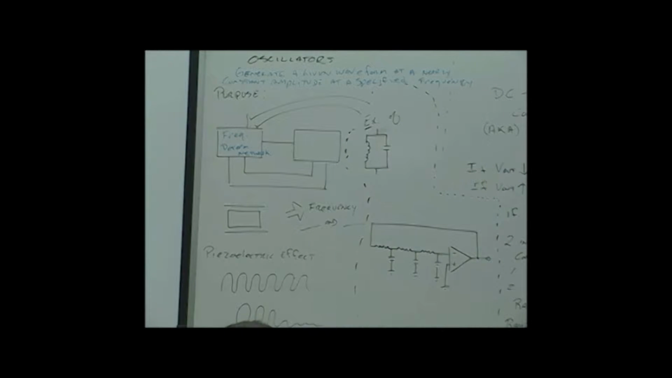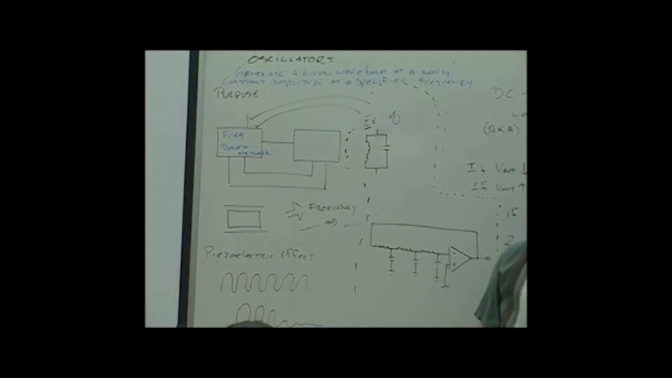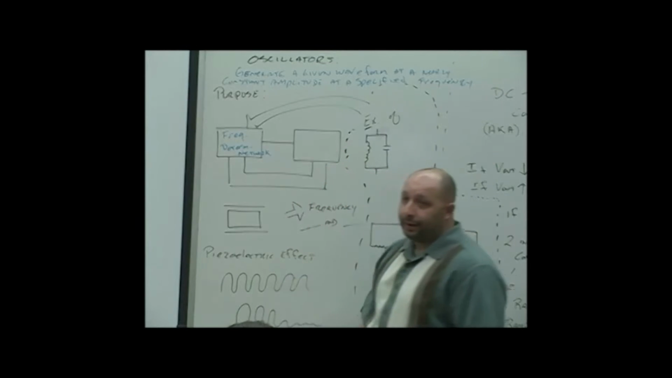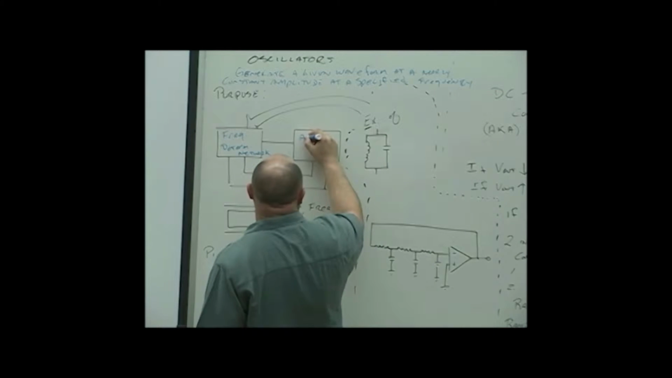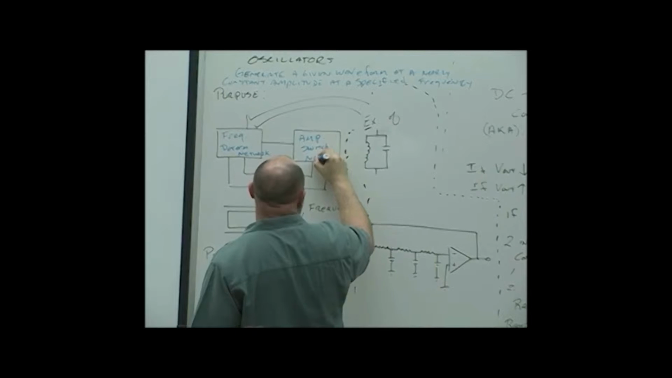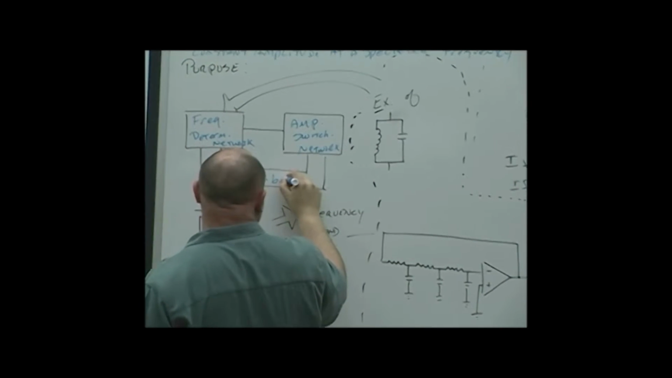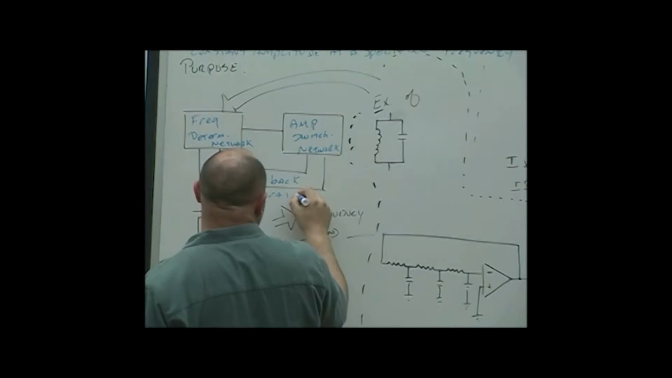Okay, so we got a frequency picked out. How do we keep that nearly constant, the size of it? Regenerative feedback. We probably want some kind of amplification going on, so we have an amplifier switching network, and we got to feed it back into itself using positive or regenerative feedback.